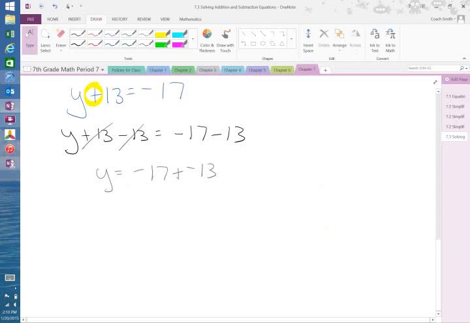Okay? So, having said that, I have negative 17 plus negative 13. Jesse, what is negative 17 plus negative 13? Negative 30. So y is equal to negative 30. And that is your answer. That is how you must show your work.